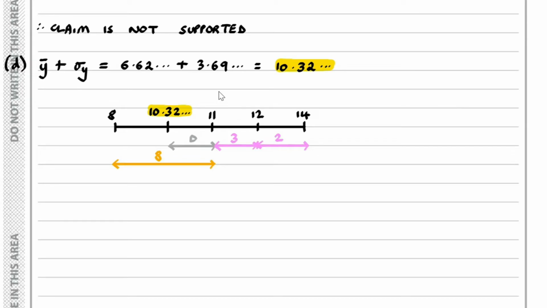So we can use linear interpolation to help us find out what D is. And if we were to use linear interpolation, we have 8 divided by the 11, take away 8, and that's equal to D divided by the 11, take away the 10.32, etc.